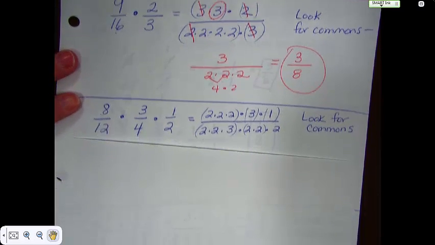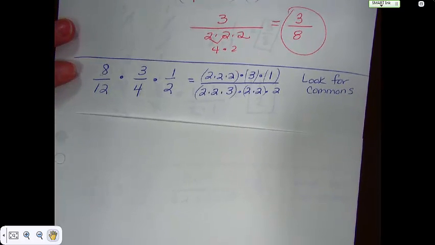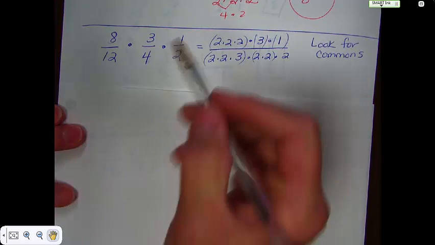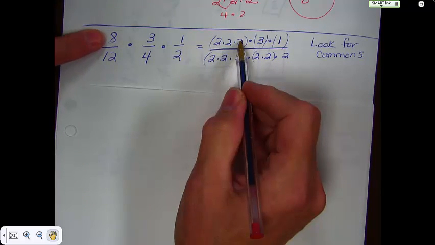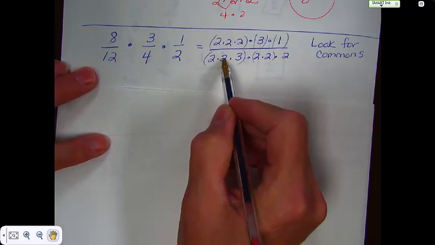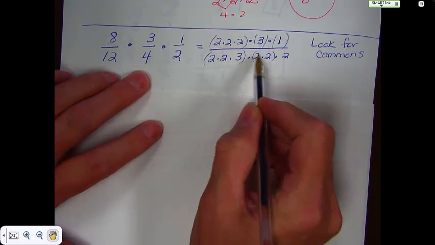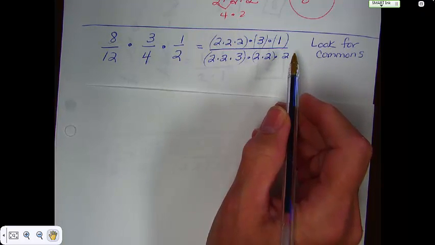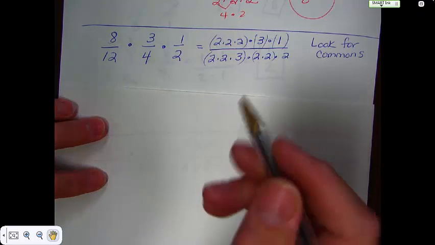Works really well. Okay, now this one is a little bigger. It's got 3 fractions to multiply, and we do the same thing. 2 times 2 times 2, there's your 8, times 3, times 1. 2 times 2 is 4, times 3 is 12. Times 2 times 2 is 4, times 2. Wow, got a lot of numbers in there. Let's get rid of some of them, shall we?